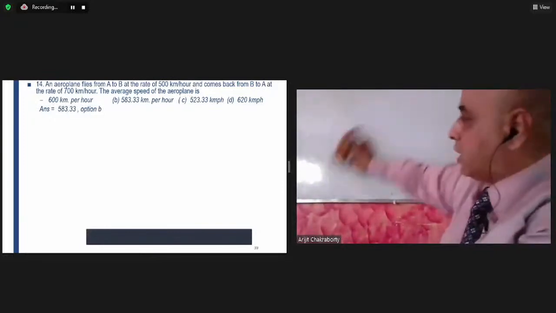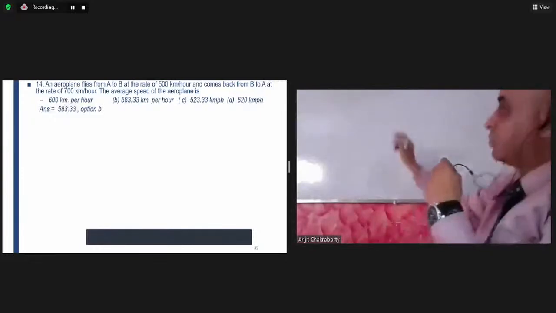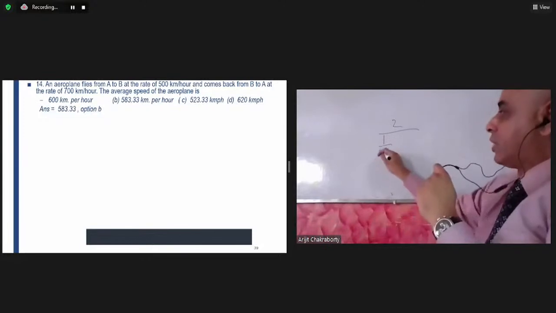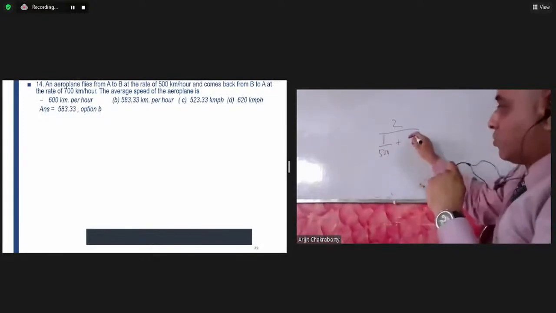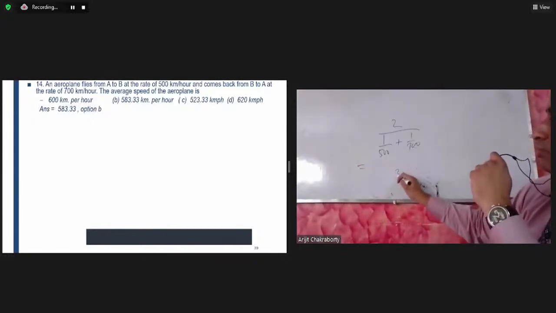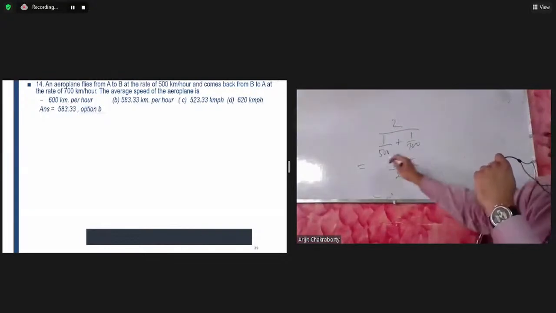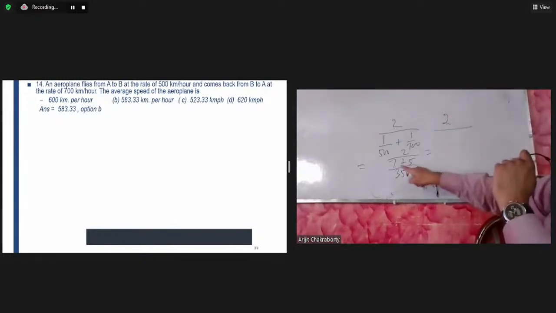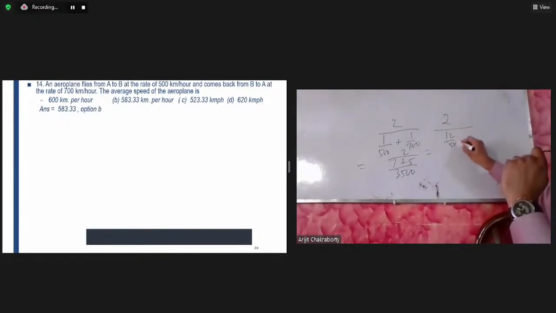So for harmonic mean, kindly note that the relation will be 2 divided by 1 by the speed number 1 is 500 and the speed number 2 is 700. So 1 by 500 plus 1 by 700. This means the denominator will come to 3500, that is 5 sevens and 7 fives. The numerator is 2. So you are getting 2 divided by 12 by 500. In other words, it is 2 into 500 by 12.